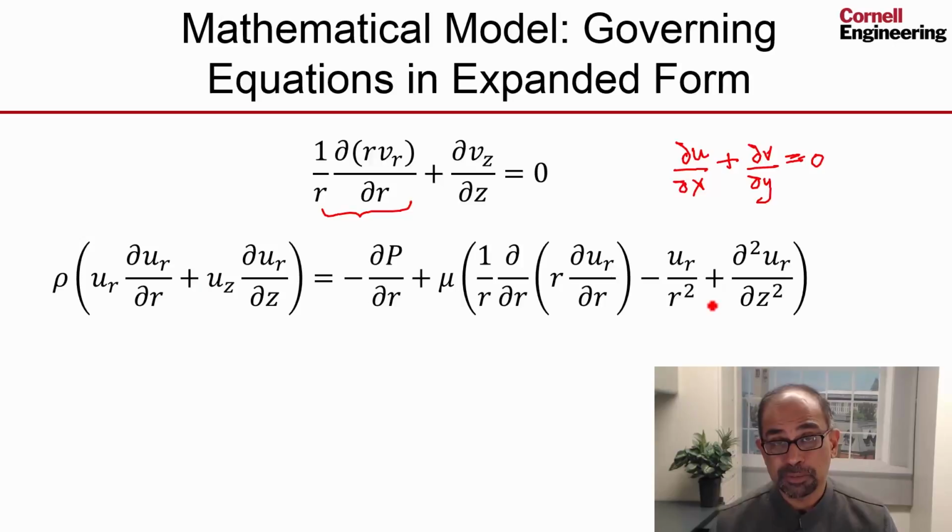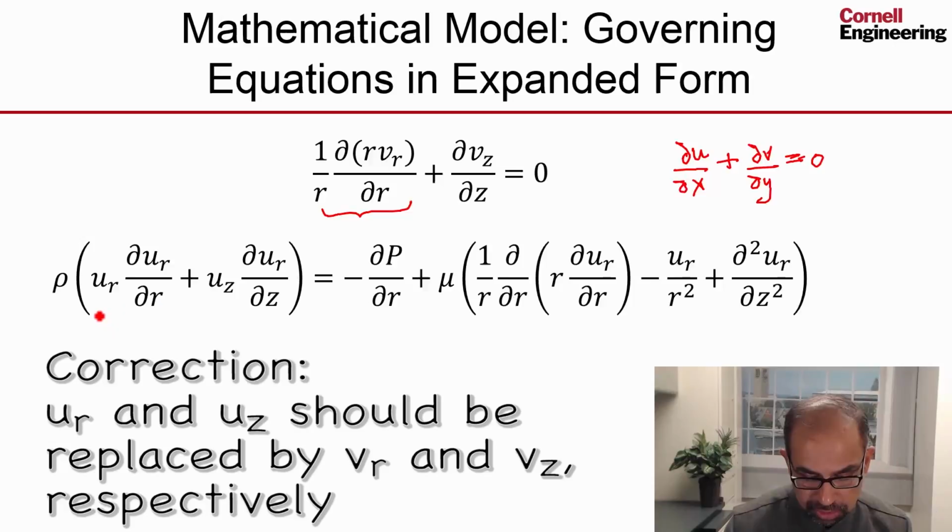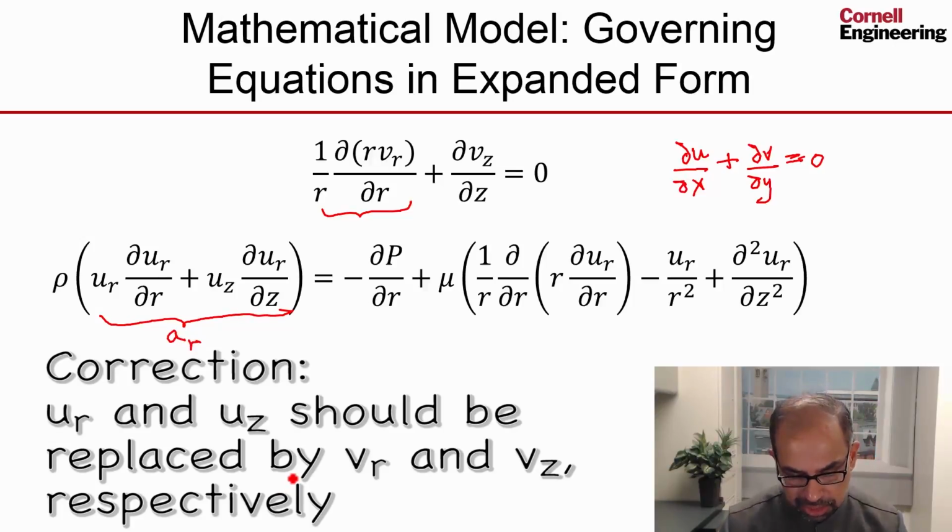That's what the momentum conservation, or F equal to ma, for the infinitesimal fluid element in the r direction looks like. And again, by analogy with the 2D Cartesian case, that must represent the acceleration in the r direction. And I know this must be in the r direction because I have derivatives of the radial velocity. That must be the net pressure force on the fluid element in the radial direction, and that must be the net viscous shear in the radial direction.